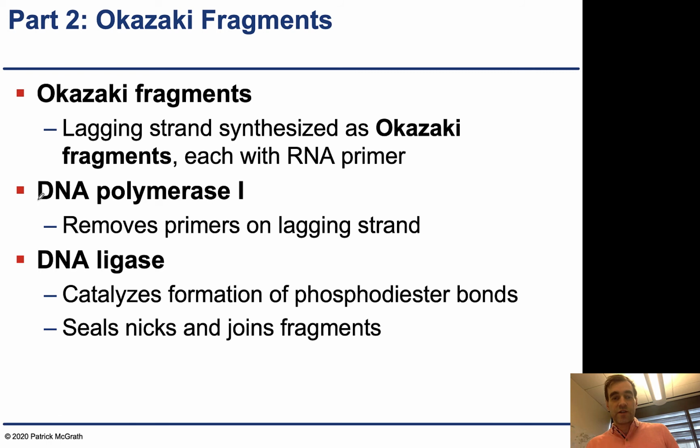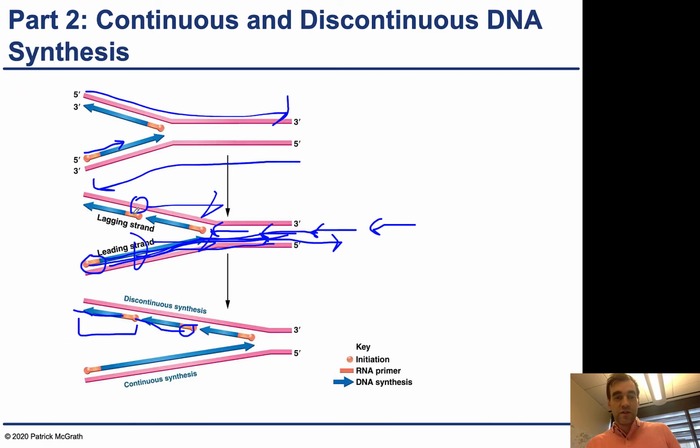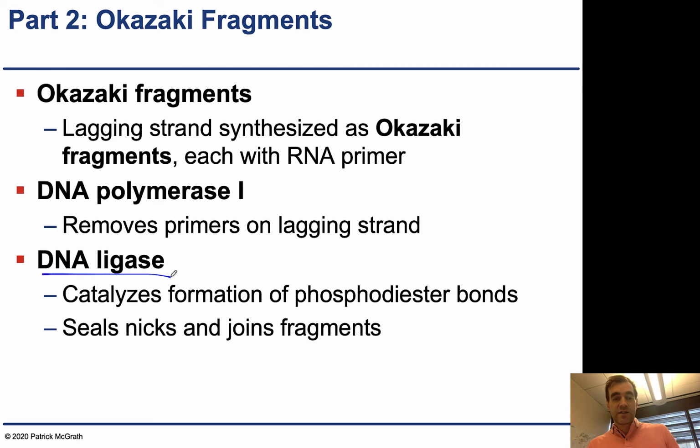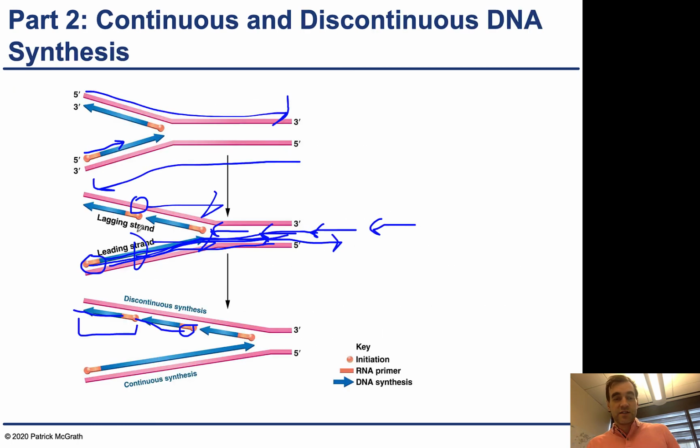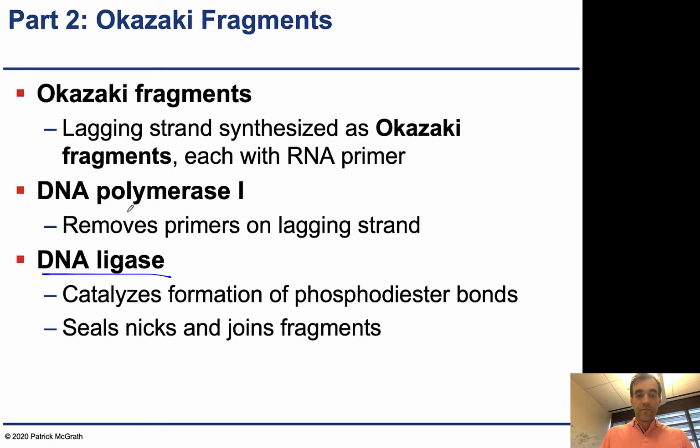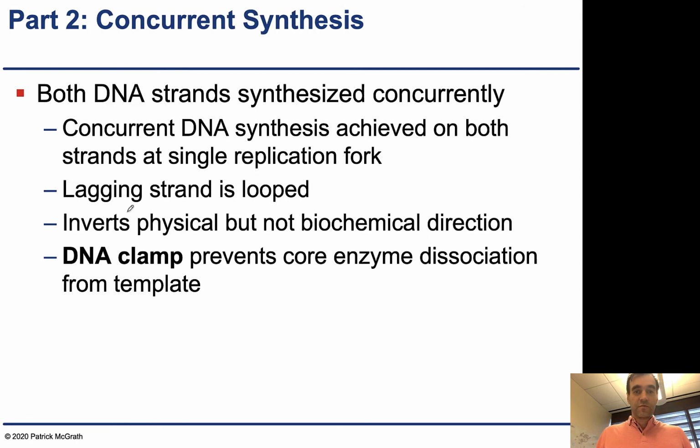So the DNA polymerase comes in, and now it removes this primer and replaces it with DNA. These are still separated strands until DNA ligase comes in and basically seals these together. So it seals the DNA strands together once the DNA polymerase I comes in and replaces the primer. And so as a result, both of the DNA strands are synthesized concurrently at the same physical location.